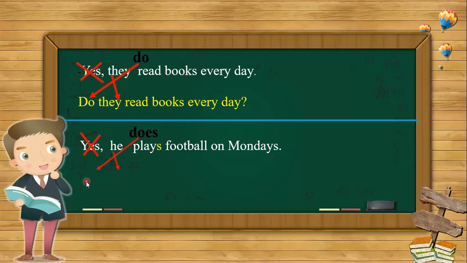So it will be, excellent, does he play? And of course, don't forget to cross the S. After does, I don't put anything on the verb, like I told you before, the verb stem. So the answer will be, does he play football on Mondays? And don't forget the question mark, of course.